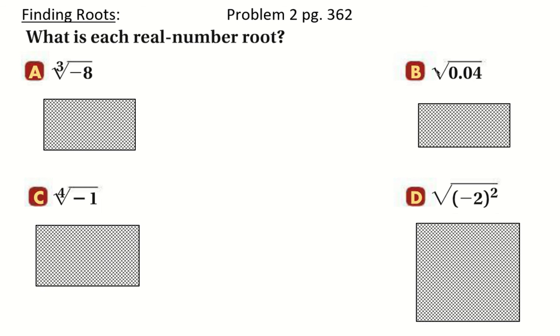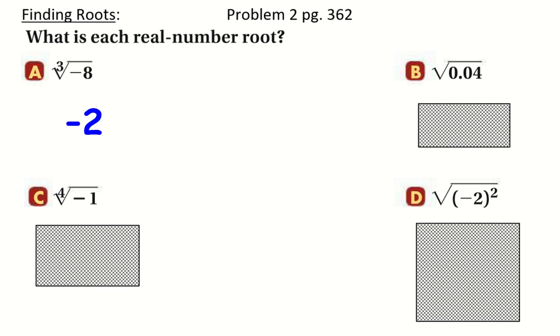So here, remember, when you're using this symbol, you're only looking for one answer, if there is one, if it's real. So what's the third root of negative 8? That's going to be negative 2, because negative 2 times negative 2 times negative 2 is in fact negative 8.